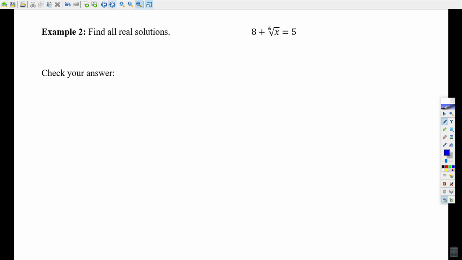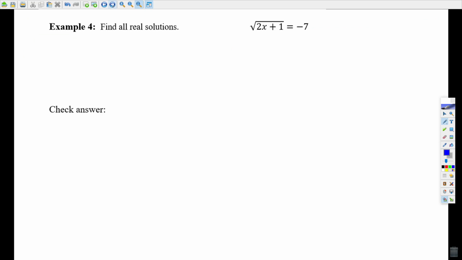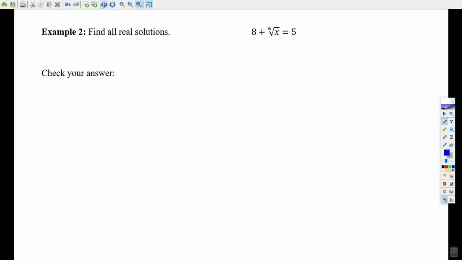A couple more examples. I think we have 2 or 3. 3 more examples, and we'll be done with this. It says find all real solutions. Okay, nothing different. So we're going to solve this by getting rid of the 8 first, subtracting 8.